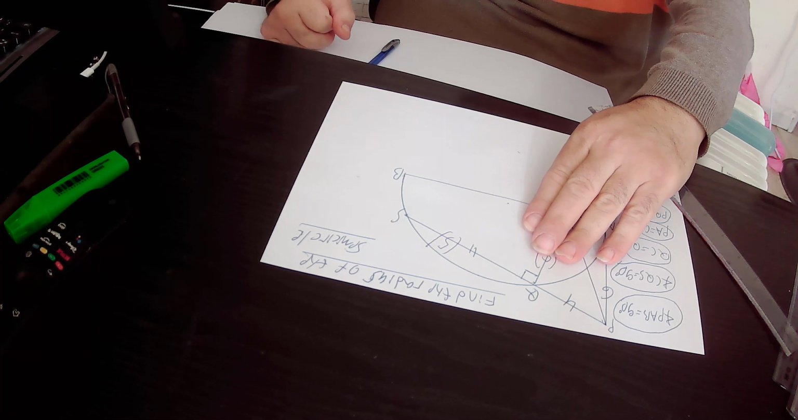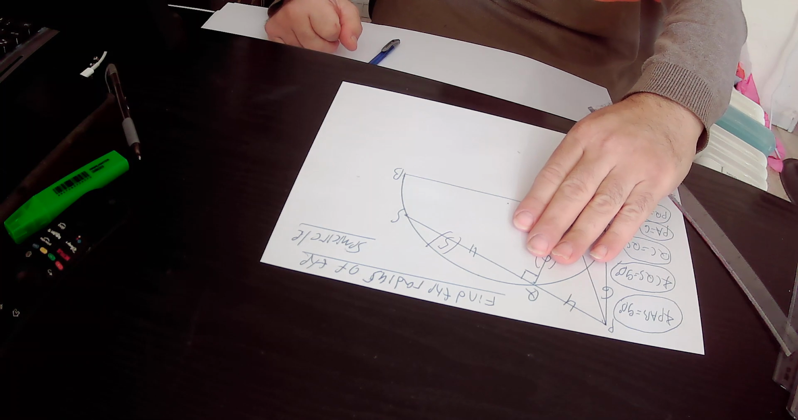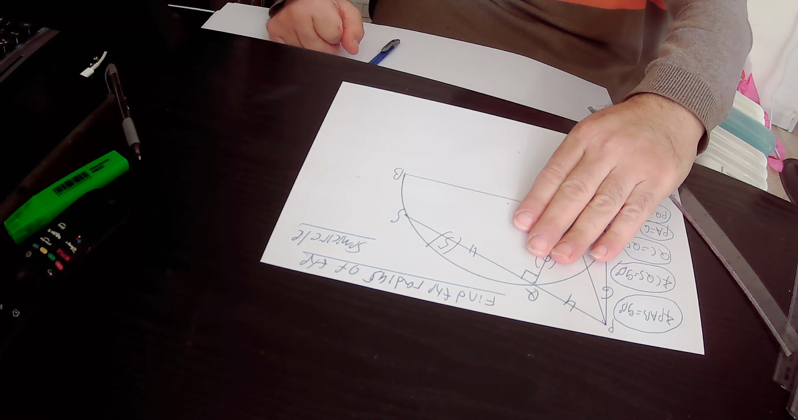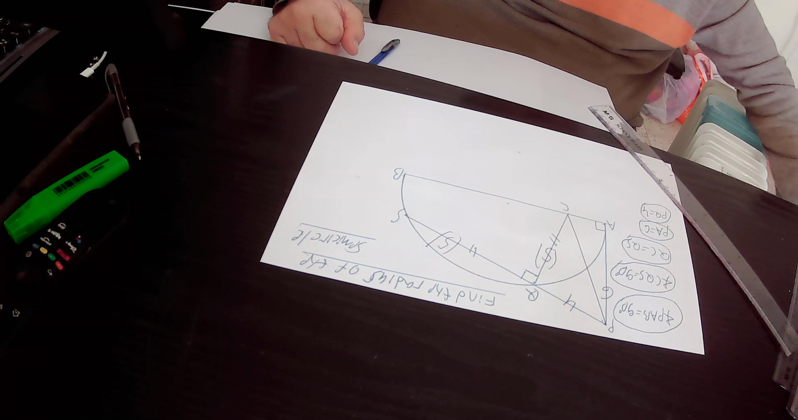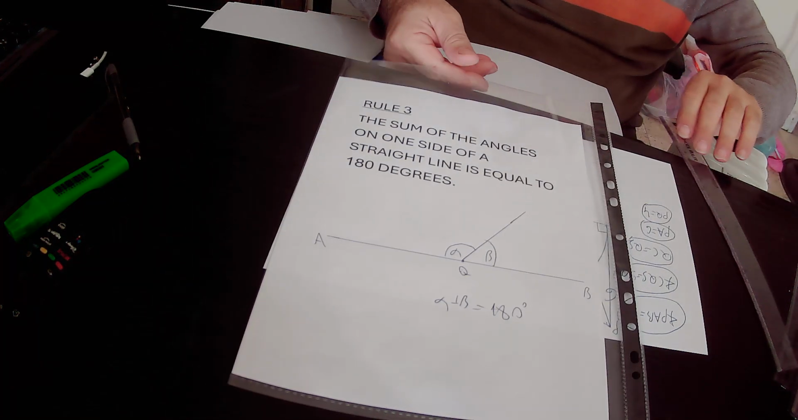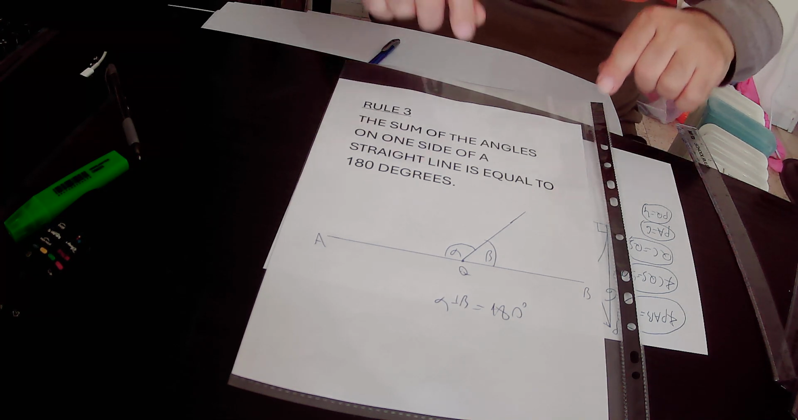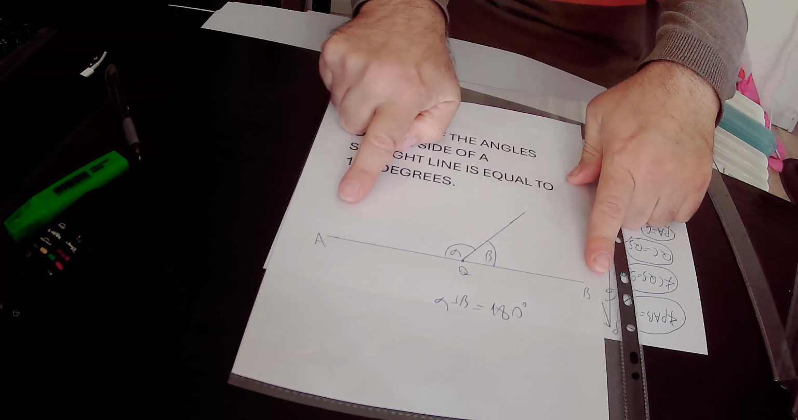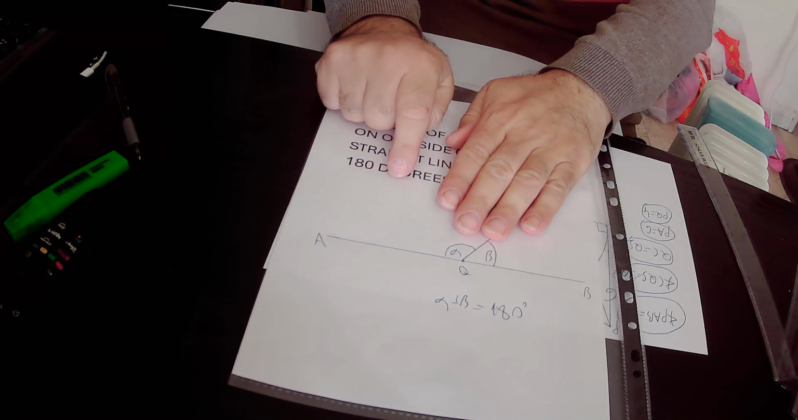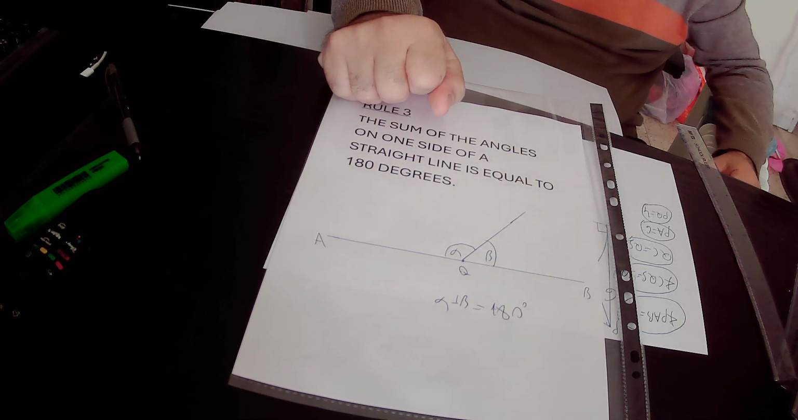According to rule number 3, the sum of the angles on the lower side of the straight line PS at point Q must be equal to 180 degrees. I'll repeat quickly rule number 3. According to rule number 3, the sum of the angles on one side of a straight line is equal to 180 degrees. So in the drawing we have the straight line AB. If we focus on the upper side of the straight line AB at point Q, here the sum of the angles must be equal to 180 degrees.